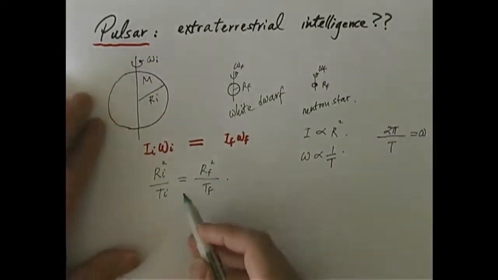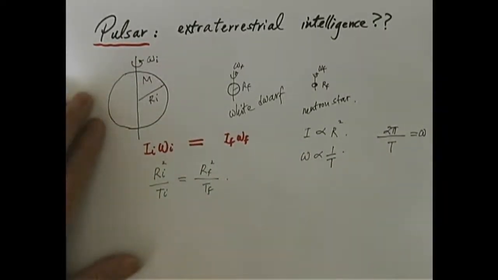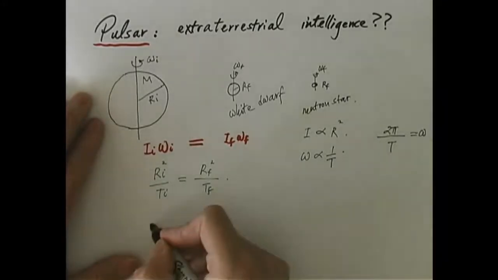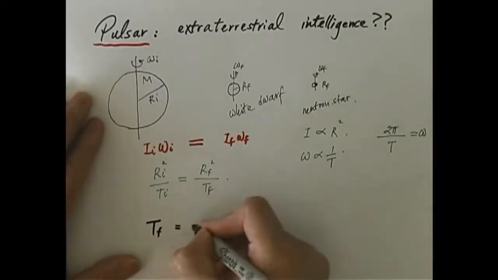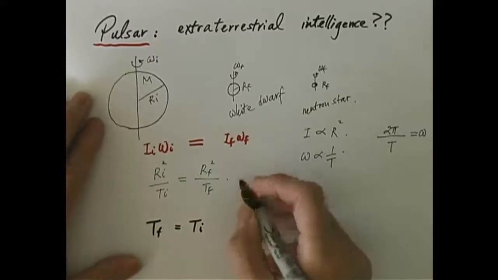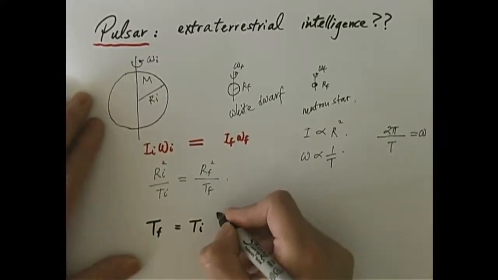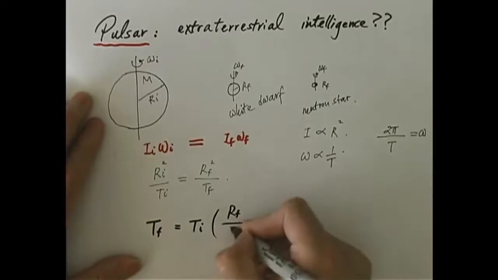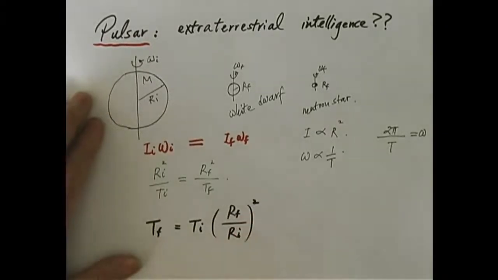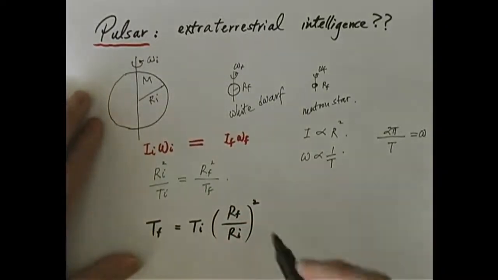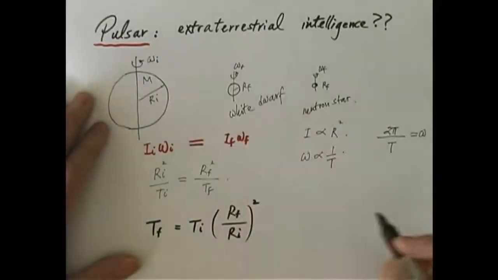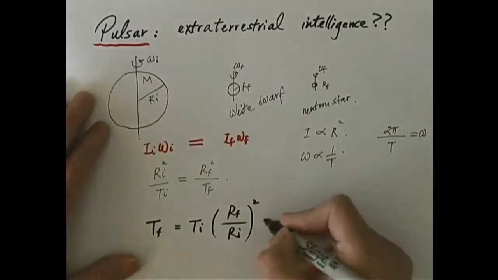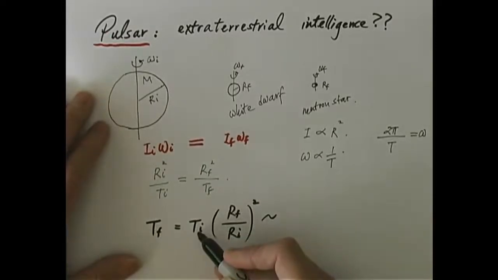We can solve for t final, and let's see what we get. That is the final period. That will be equal to the initial period times a ratio, and that ratio is r final over r initial, squared. Let's use the data from our sun because it's a typical star. We have about 30 days here. Each day has 86,400 seconds. Let's not be too picky. Let's say it's just about 80,000 seconds.